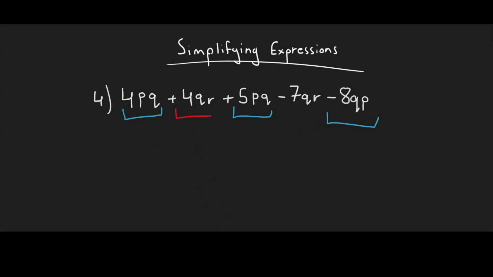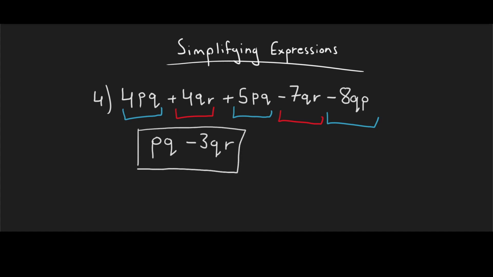Also, we have the positive 4qr and the negative 7qr. So combining the like terms, we have 4 plus 5, which is 9, 9 minus 8, which is 1. So it's like saying pq. Then we have 4 minus 7, which is negative 3. So we get negative 3qr. So we cannot combine pq and qr. So our final answer is this.